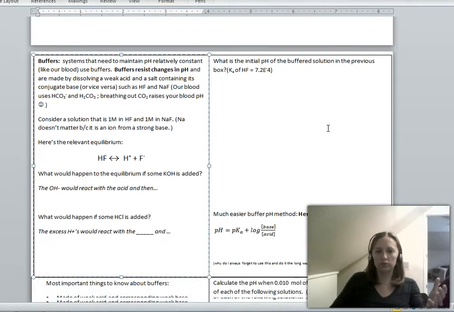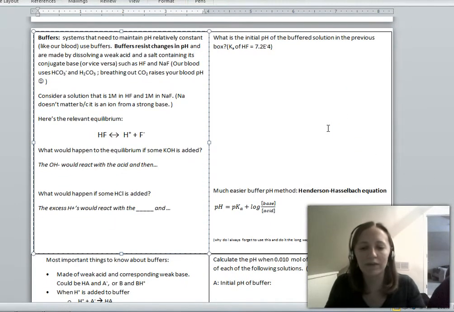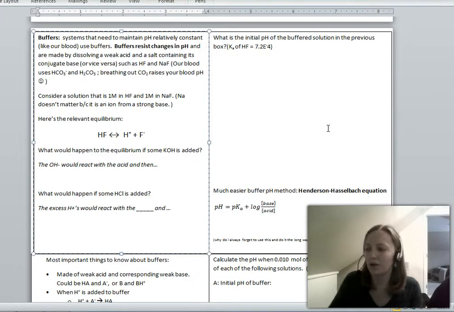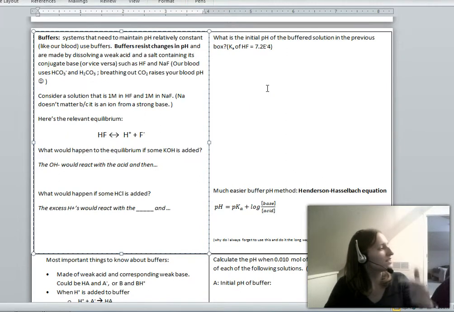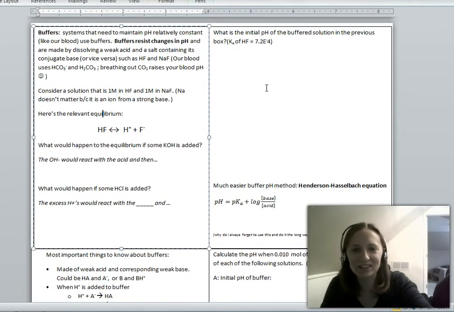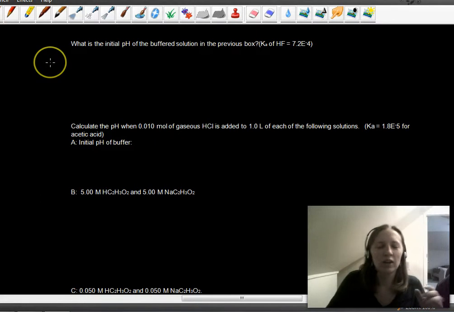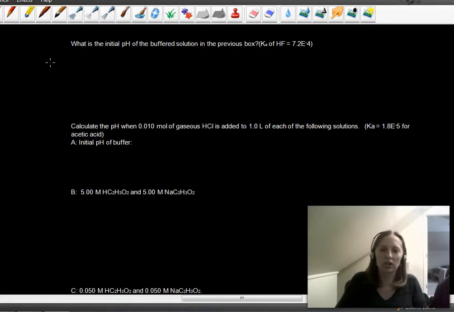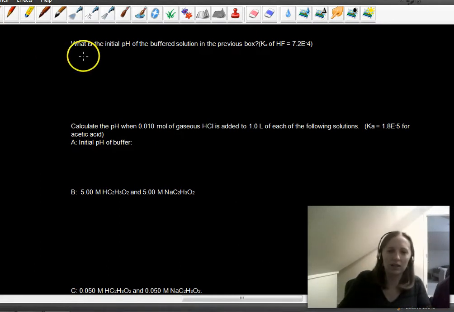So let's do an example problem of a buffered solution, and we already know how to do all this. This won't be so hard. The math is the same until it gets easier. It's about to get easier. I know, right? The math is going to get easier in just 1 minute. So let's flip over to the black screen. What is the initial pH of the buffered solution in the previous box? That's this buffered solution.